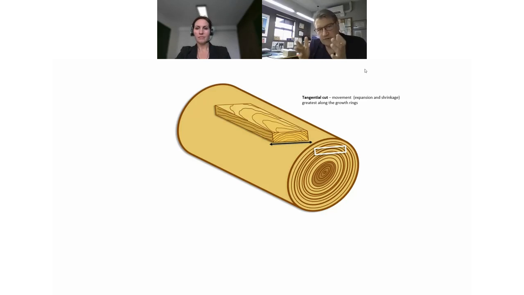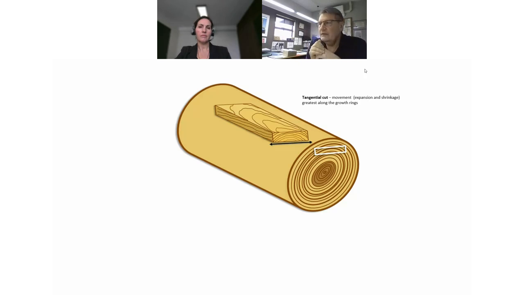Different moisture content, different times of year, rain for a month or a week or 2 days, and it's sunshine for 5 days. If it gets wet, it moves out. If it dries, it shrinks. Now, this is what we call your flat sawn or half sawn profile, and it's a tangential cut. Movement, expansion or shrinkage, is greatest along the growth rings. So if you look at the end of that board and you can see the growth rings are going this way, your expansion and contraction is going to be widthwise.